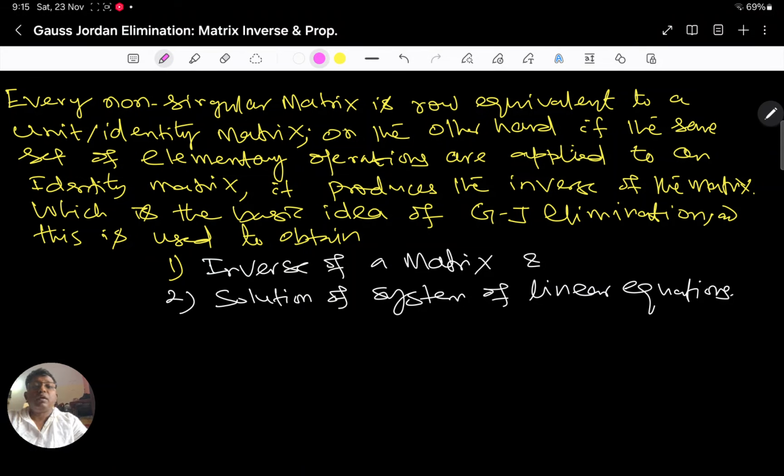Hello everyone. In this lecture we shall discuss the Gauss-Jordan elimination. Basically this Gauss-Jordan elimination is used to find the inverse of a matrix. And what is the idea?